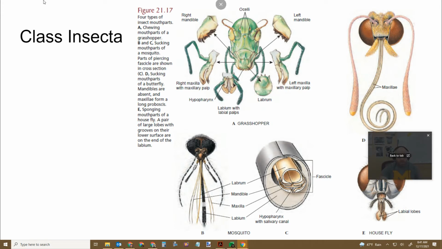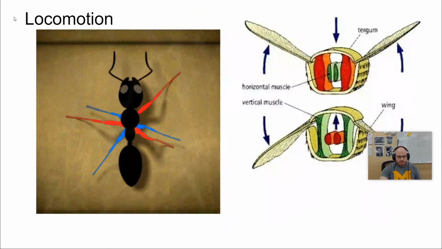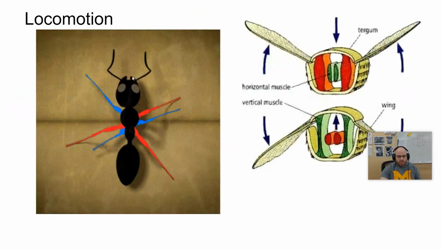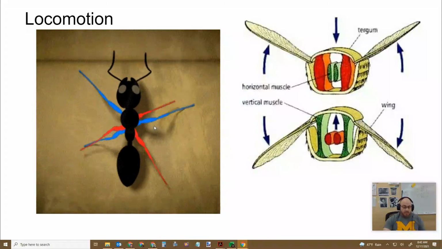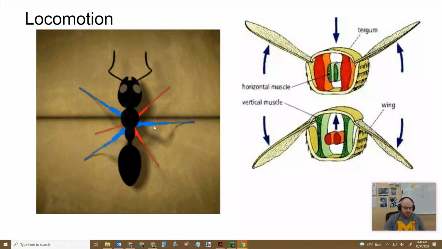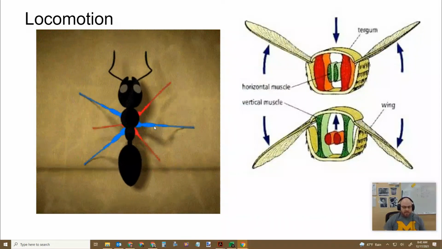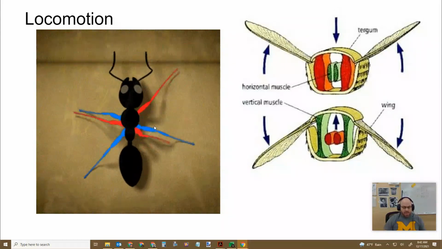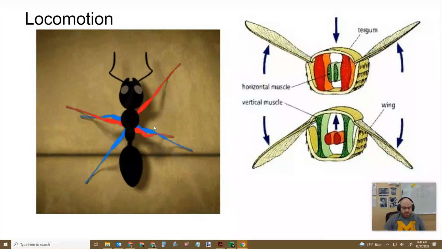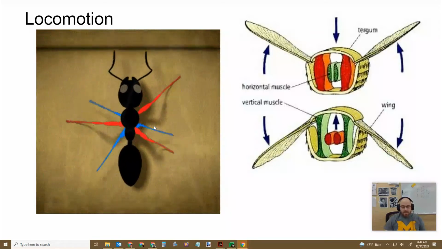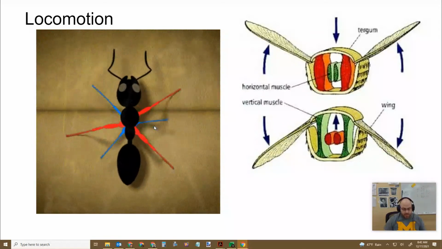For locomotion, go back here. You can see a great little GIF on how they move. Their legs kind of move in these triangles. So you can see two on the right, one on the left is matched, and then vice versa. And some of them can actually walk on the surface of the water.